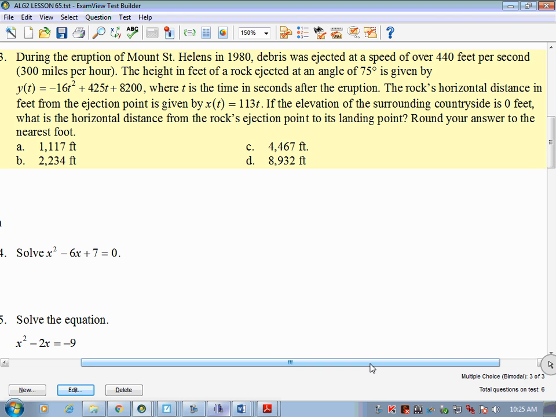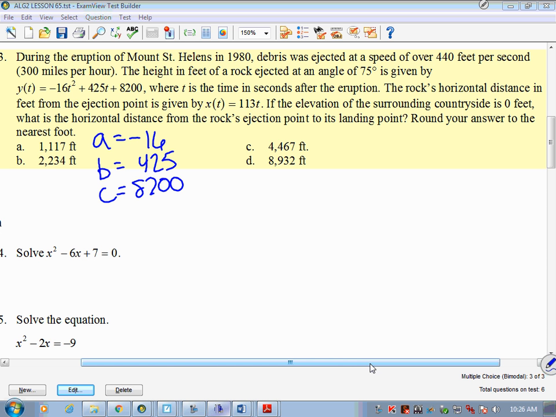Okay, so what we want to do with this is take the information they give me and put it into the quadratic equation, right? What is my A? A equals negative 16. What is B? 425. And what is C? 8,200. So we're dealing with some big numbers. All right, let's put this into the quadratic equation.